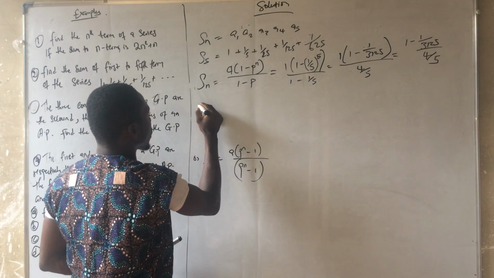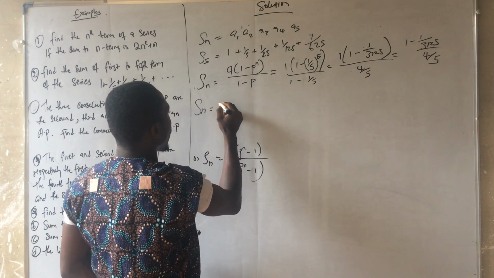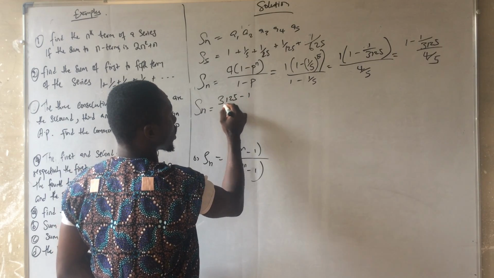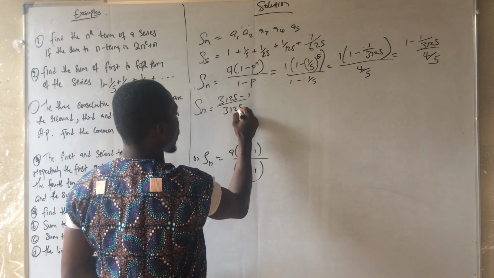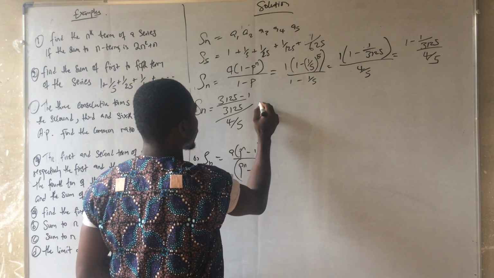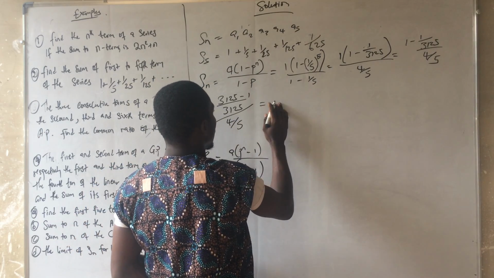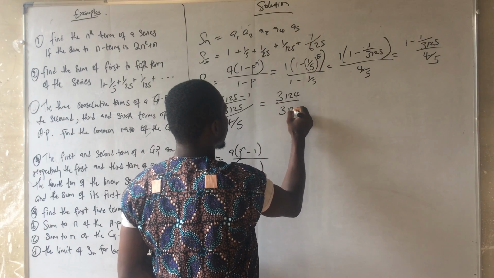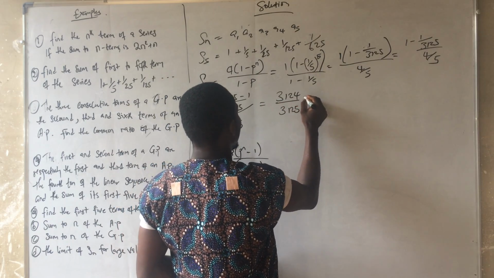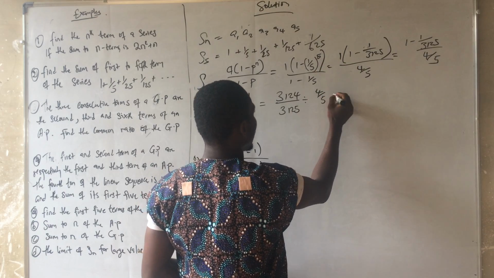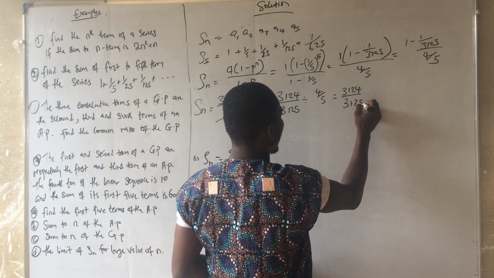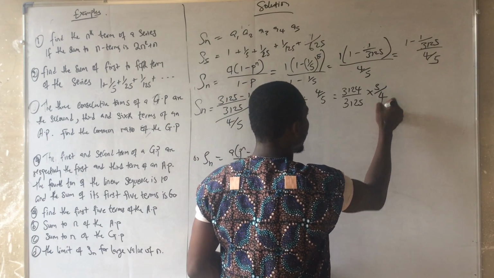So now we have that Sn is equal to 3125 minus 1 all over 3125, over 4 over 5. So now we have 3124 over 3125 divided by 4 over 5, to give us 3124 over 3125 times 5 over 4.